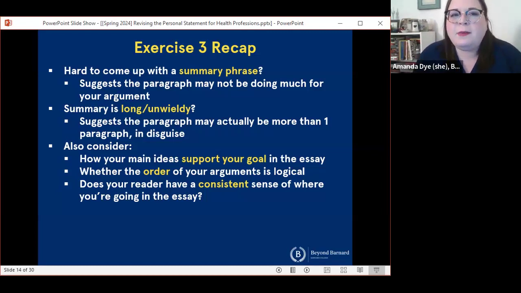You also want to think about how each of the main ideas that you're pulling out of each of your paragraphs supports your overall goal in the essay, whether the order of your arguments is logical, and whether your reader has a consistent sense of where you're going in the essay. So you definitely want to be signaling to the reader the direction that you're going as you're moving through, either telling an anecdote or a story, and then more of the analysis of why you're sharing this particular anecdote.